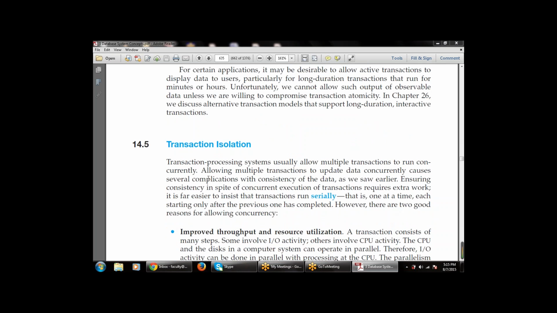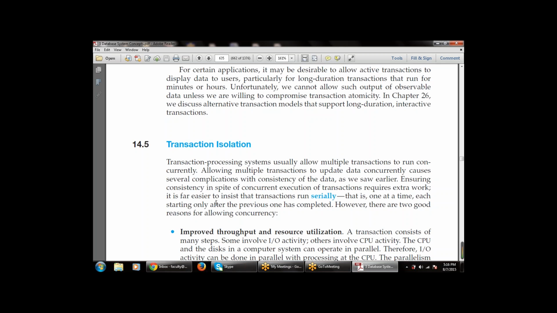The next topic is transaction isolation. So let's come back from the break and start with this session. As the name suggests, that is transaction isolation. That means one part is not connected with another part. That is transaction isolation.